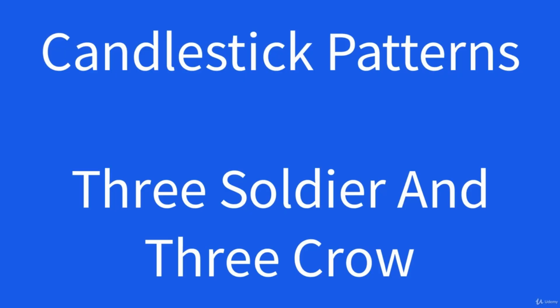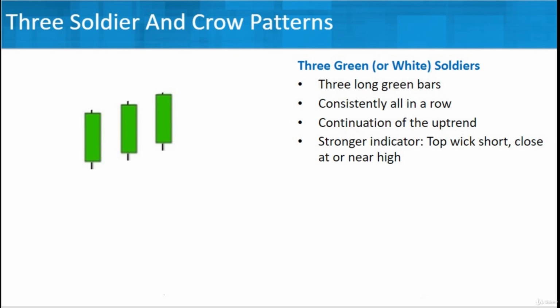Let's look at three white soldiers and the counterpart, three black crows. Basically, three soldiers would be three green or white bars, depending on your charting software. You've got an upward trend and three long green bars. That's the key thing you're looking for. They're all consistently in a row, kind of lined up like little soldiers, like play soldiers lined up in a row. And it's really showing the continuation of an uptrend.